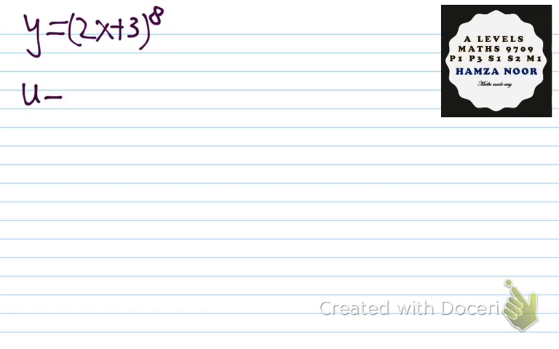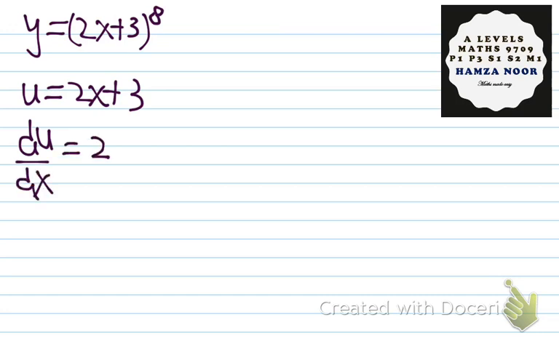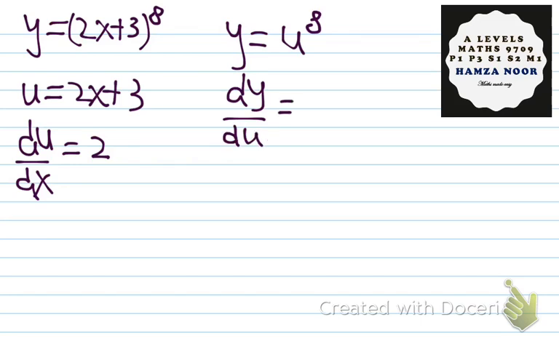Let's say u is equal to 2x plus 3, so du over dx would be equal to 2. Alright, and since you can write u in place of 2x plus 3, you can also write it like this: y is equal to u raised to the power 8. So dy over du would be equal to 8u raised to the power 7.